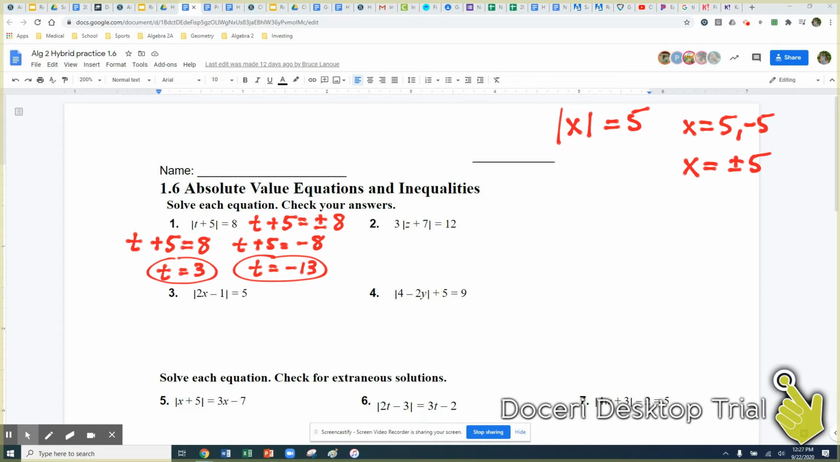Now, the biggest mistake I see is everybody likes to first solve the positive answer. Yep, t plus 5 equals 8, so I get 3. Well, that must mean my other answer is negative 3. It's got to be plus and minus. That's not really the case. That's not always going to be the case. Sometimes that's the way it happens, like if we have a simple equation like this.